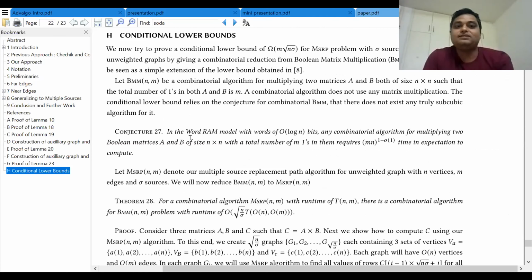So this Conjecture 27 says, in a word RAM model with words of order log n bits, any combinatorial algorithm for multiplying two Boolean matrices A and B of size n by n with a total number of m ones requires m·n^(1-o(1)) time in expectation.